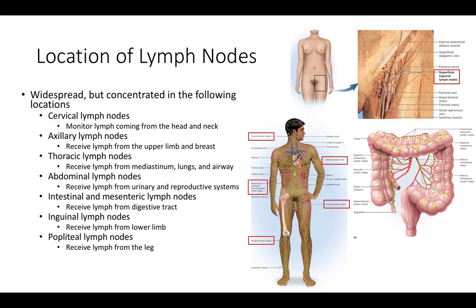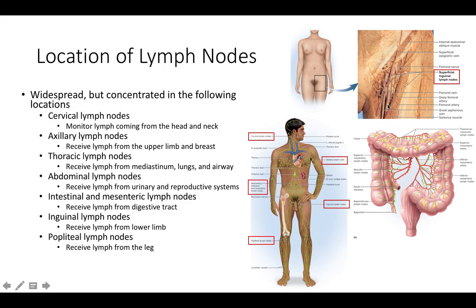Okay, location of lymph nodes, they're very widespread, but we do have them concentrated in a few different regions of our body. So the cervical lymph nodes are up here in the neck. The axillary lymph nodes are in the armpit. The thoracic lymph nodes are not labeled in this picture, but obviously receive lymph from the thoracic region, like the lungs and the airways. The abdominal and mesentery lymph nodes are down here. Inguinal are right here, and then popliteal are behind the knee.